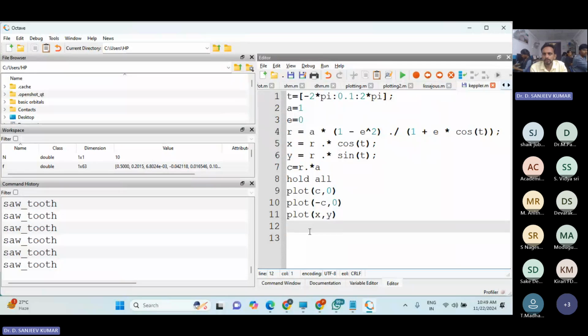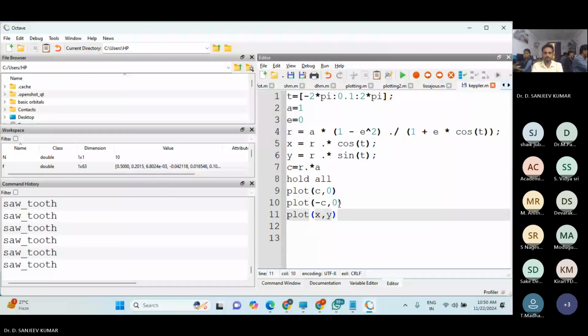Just similar to our Lissajous figures, we have to resolve x component and y component. x is r cos theta and y is r sin theta. Then we have to plot x and y. So for convenience, I'm plotting the focus points also. The focus points will exist at c0 and minus c0.